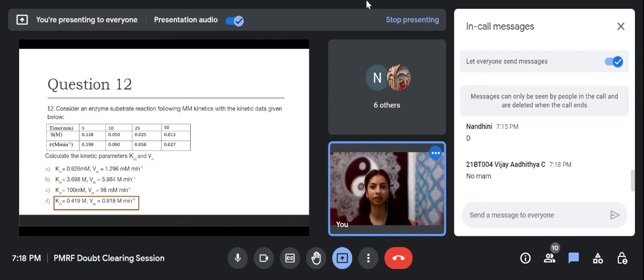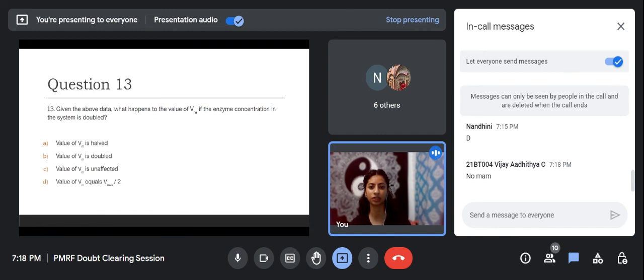Okay. All right. So the next question is, given the above data, what will happen to the value of Vm if the enzyme concentration in the system is doubled? So what happens to Vm if you had taken maybe 10 moles of the enzyme, and you now take 20 moles of the enzyme? Does Vm get halved? Does Vm double? Is Vm unaffected, or does Vm become equal to Vmax by 2? So what do you think the answer is? So this thing B, D.